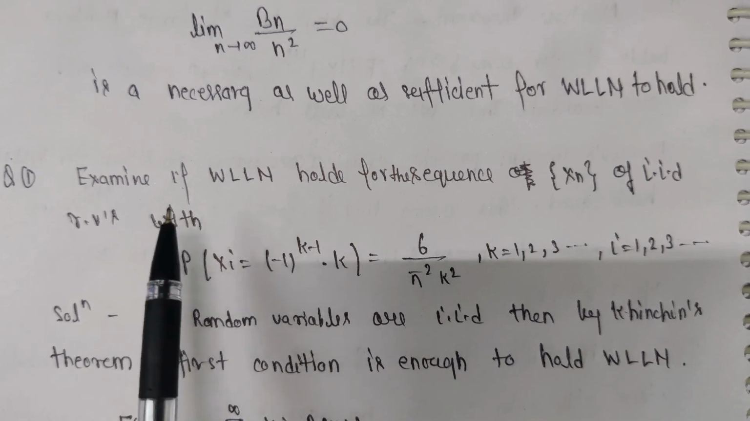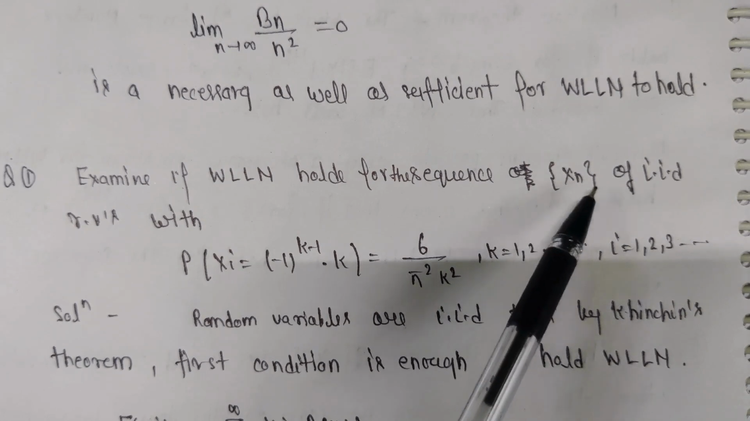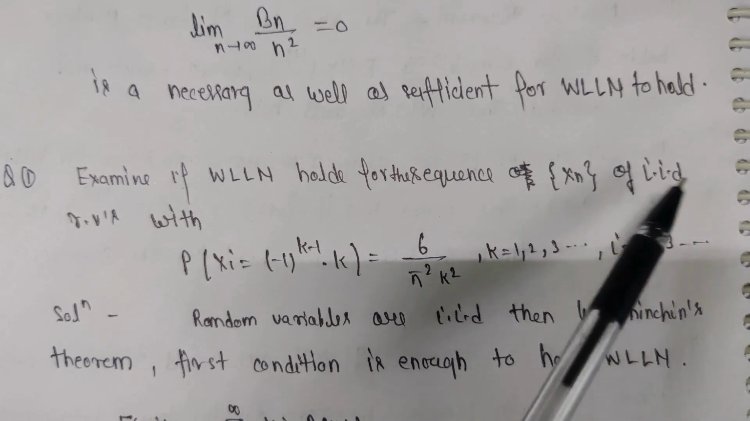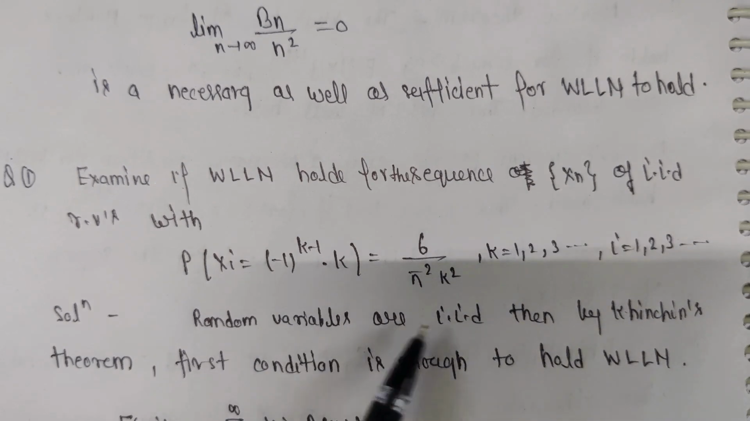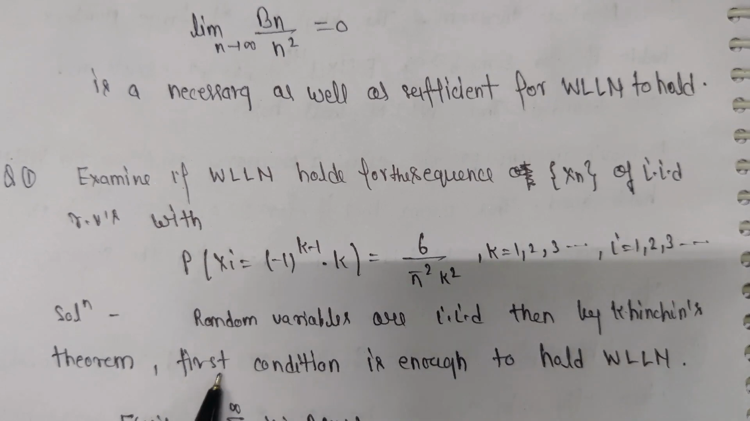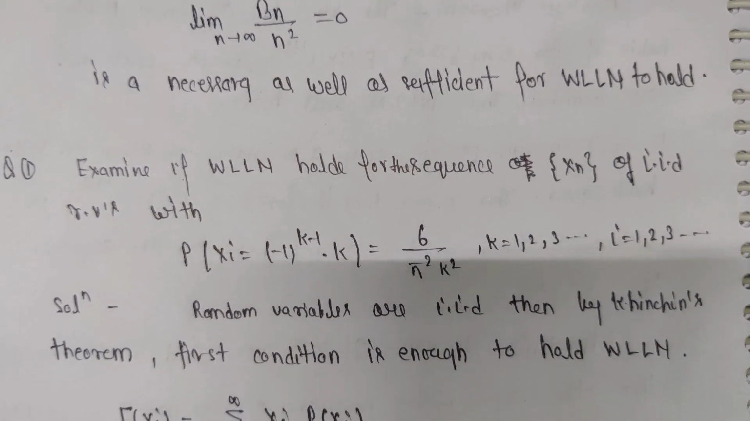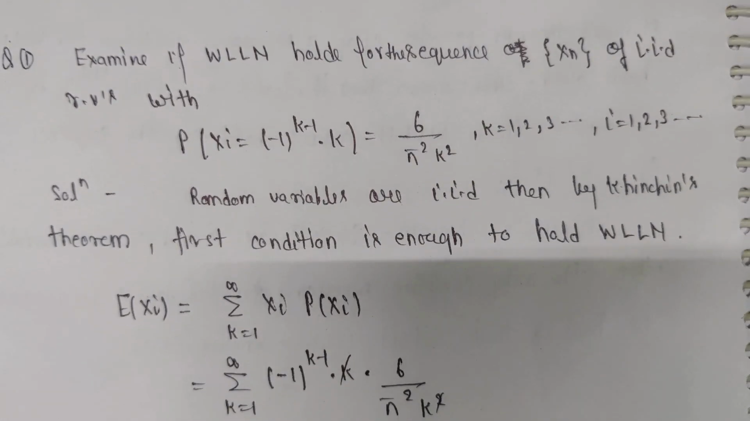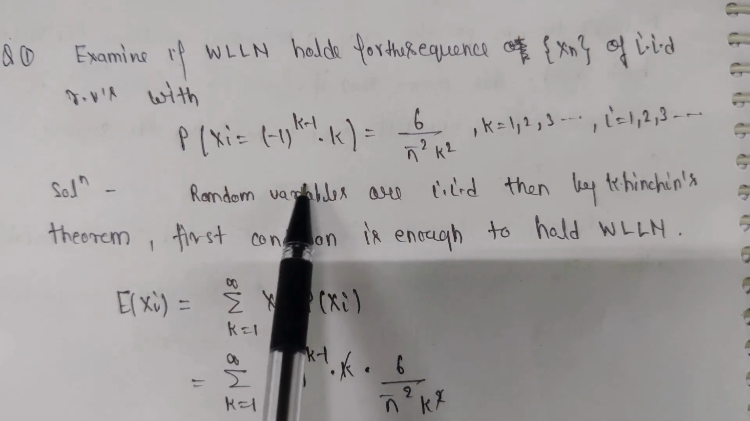And now you can see here, Xn, that means this is the sequence of Xi's, and the Xi's are random variables and the random variables are IID. Is it clear? So we know that if random variables are IID, then by Khinchin's theorem, the first condition is enough to hold the weak law of large numbers. So now just simply check if the first condition, the expected value of Xi, exists, then we can see that the weak law of large numbers will hold for this sequence of random variables.